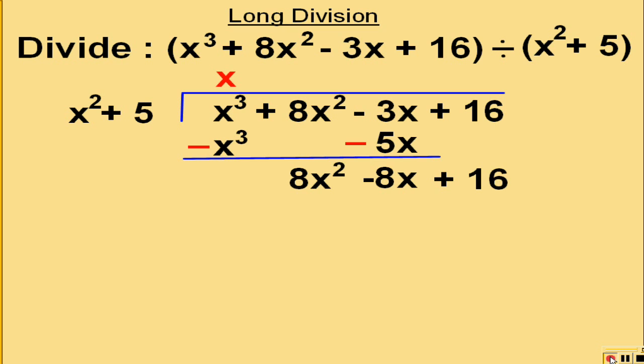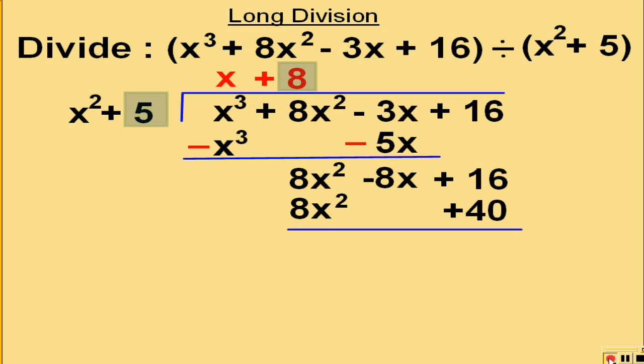We then repeat the process and ask, how many times does x squared go into 8x squared? And the answer is 8. We now do the same process as before. 8 times x squared is 8x squared, and 8 times 5 is 40. Notice again that 40 lines up with 16 and doesn't go underneath the negative 8x.